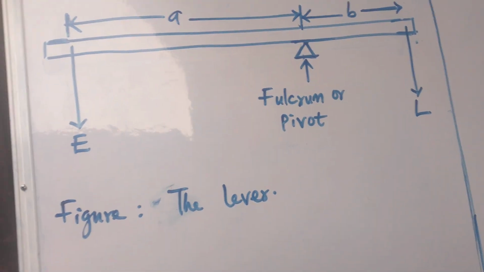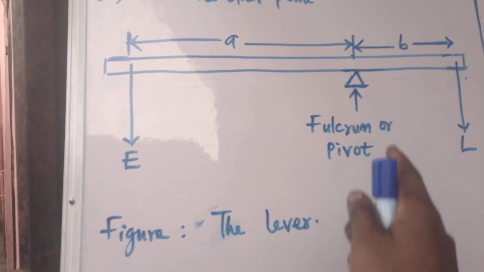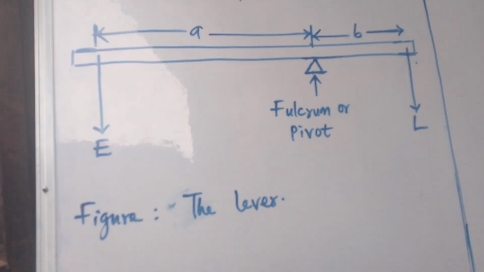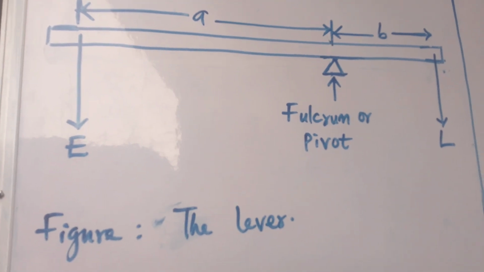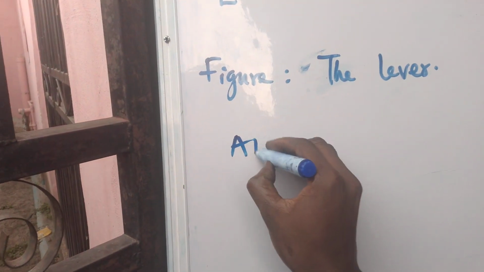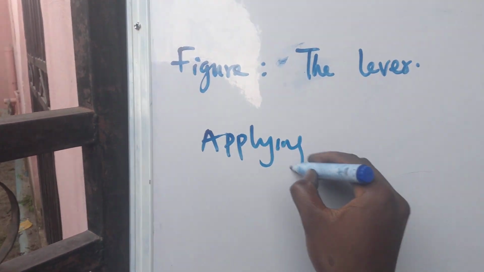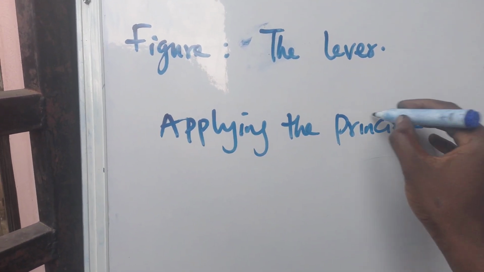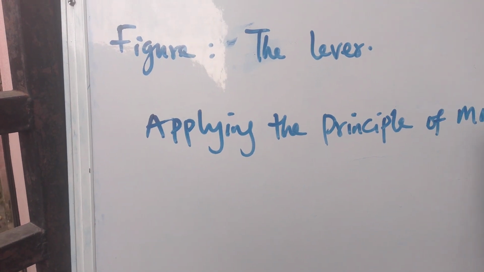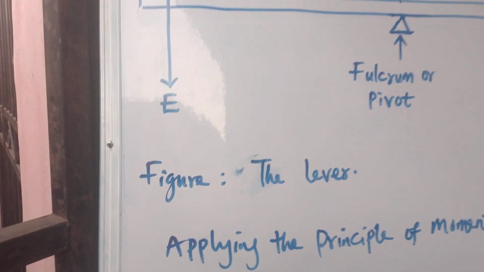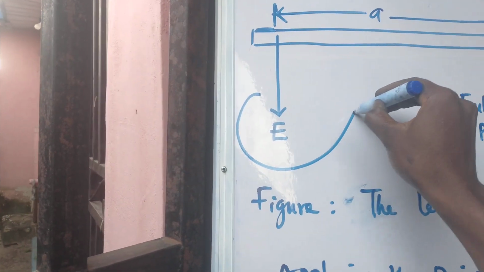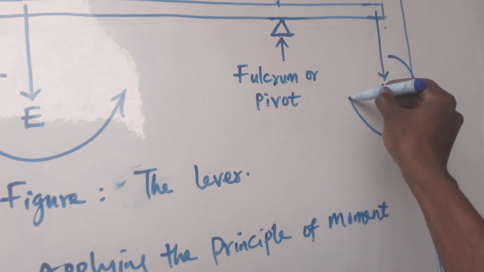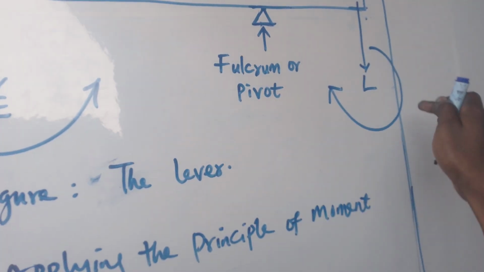Okay, so we apply the principle of moments. That small triangle you see is the balance point or the fulcrum, which is also known as the pivot. Applying the principle of moments, we can take this one going anti-clockwise with respect to this pivot, and we'll take this other one going clockwise with respect to the pivot.